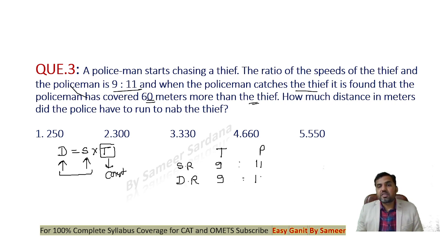That means if the thief is traveling 9 meters in a certain time, the police will be traveling 11 meters in that time. That means the police at any point of time will be covering 2 meters more than the thief if time is kept constant. But in the question you can see that the difference between the thief's distance traveled and the police's distance traveled is 60 meters, which is 30 times. So the thief in this time will be traveling a distance of 270, the police will be traveling a distance of 330.